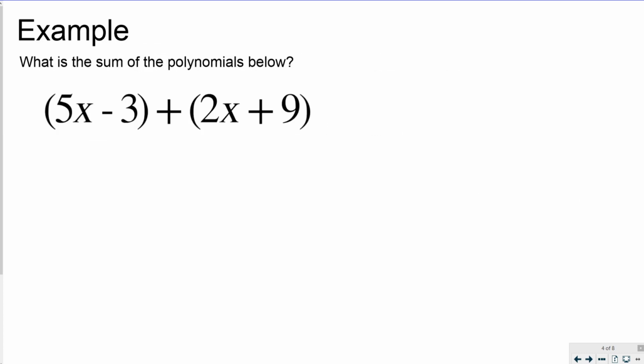So let's just jump right into it with a couple examples. What is the sum of the polynomials below? So I look at 5x and 2x, and they are like terms. So I get 7x, and negative 3 plus 9 gives me positive 6. So my answer is 7x plus 6, and I can classify this answer. This is a linear binomial. So that's just a little bit of extra reminder from the last section.